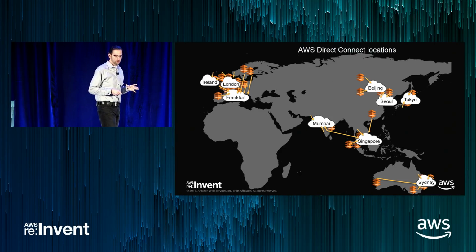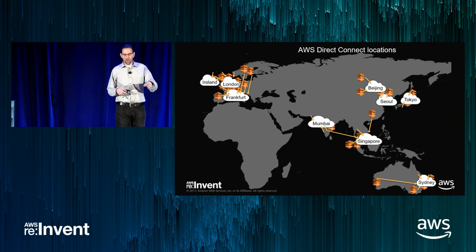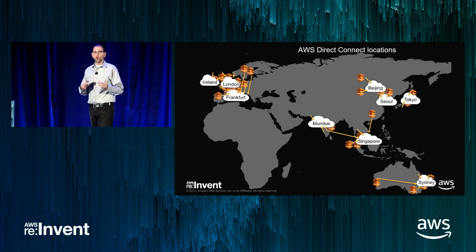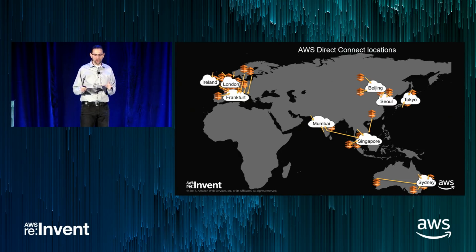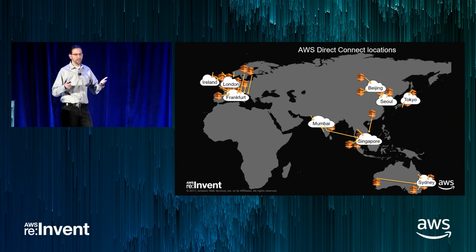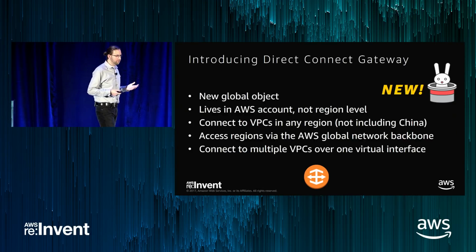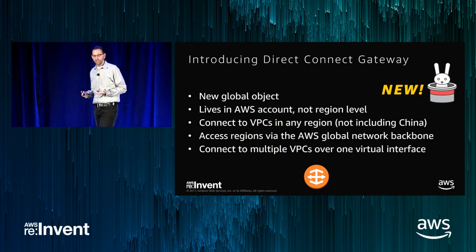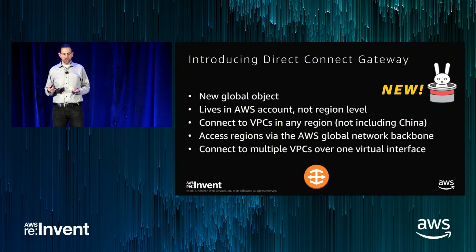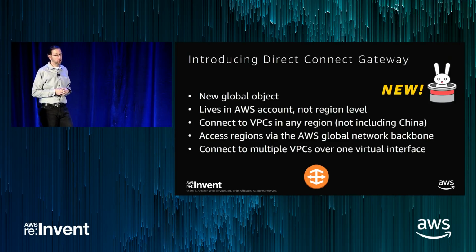Now, in the past, connecting through a location would provide access to resources in the region that the location was home to. That was true for VPCs as well as public IPs. Now, this paradigm still exists, but we've added a new one on top of it. And in order to do that, we've released a feature called Direct Connect Gateway, which opens up global connectivity to all of the AWS regions via each Direct Connect location. This is true with the exception of China.